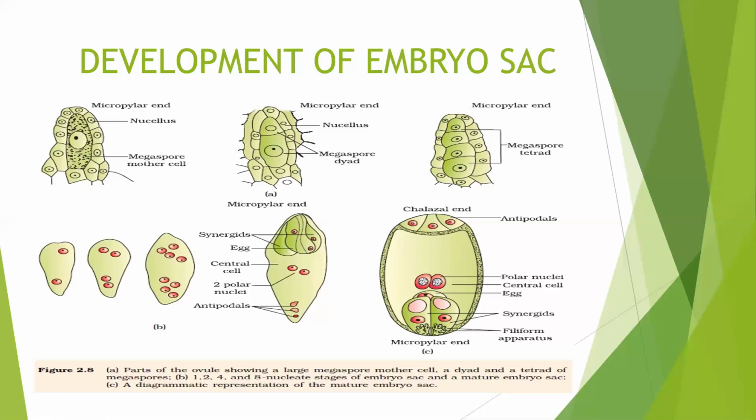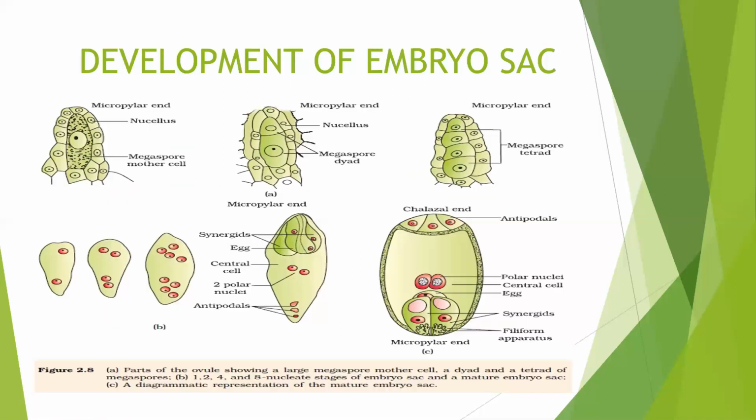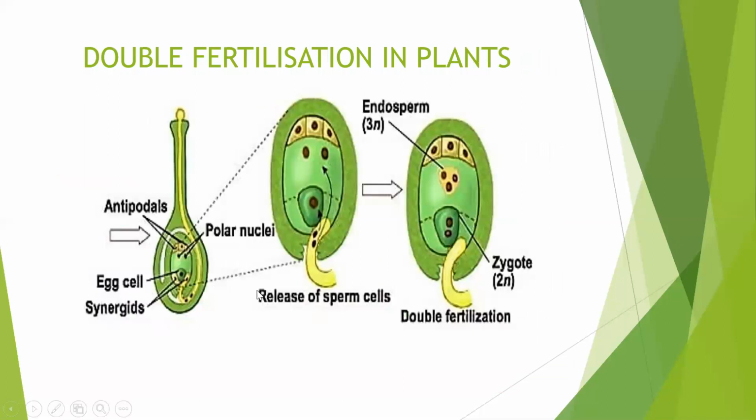So this stage of the embryo sac, you call it the 7-celled and 8-nucleated stage. 7 cells: 3 cells towards the chalazal end, the antipodals, 3 towards the micropylar end, that is the egg apparatus, that is 6, and the 7th one is the central cell, and the central cell has 2 polar nuclei. So it is the 7-celled, 8-nucleated stage. Now, this embryo sac is present within the ovule, and the ovule is present inside the ovary.